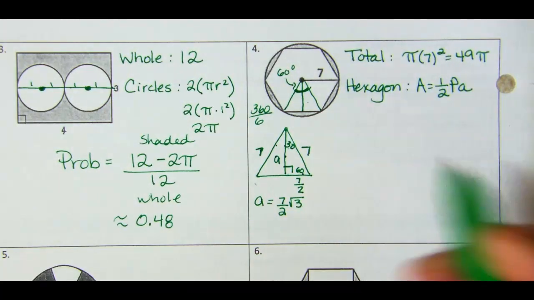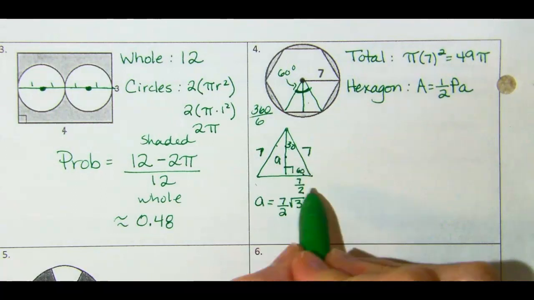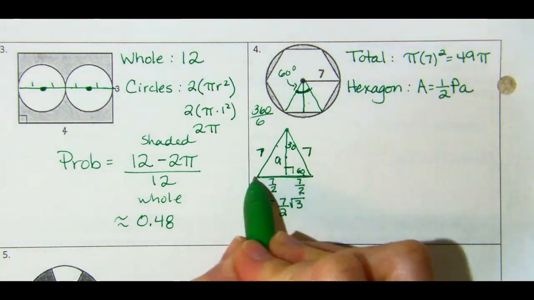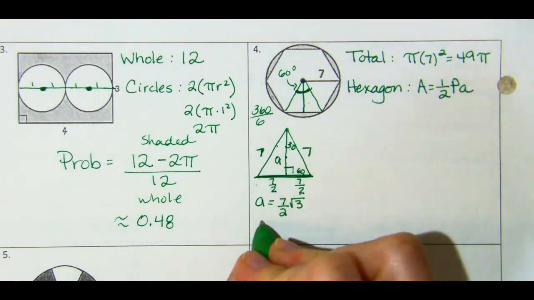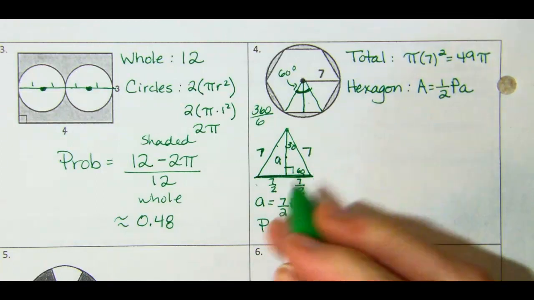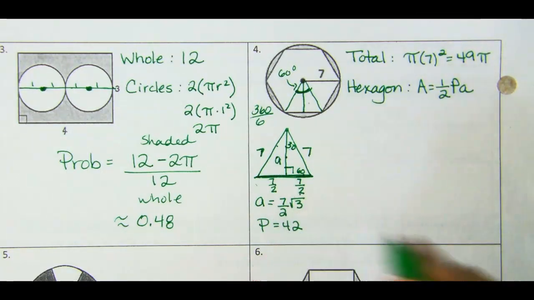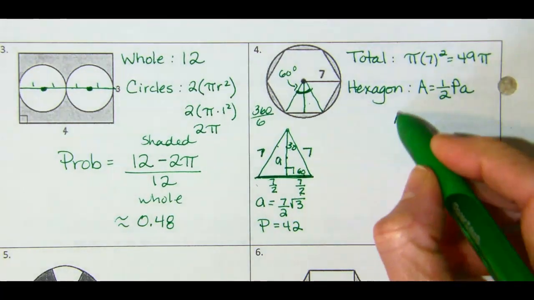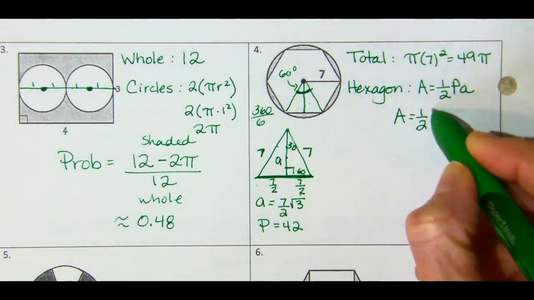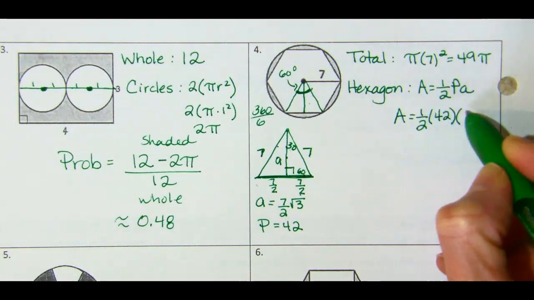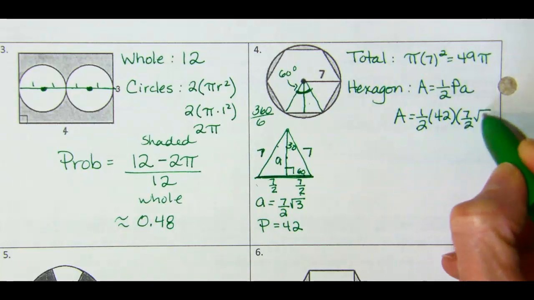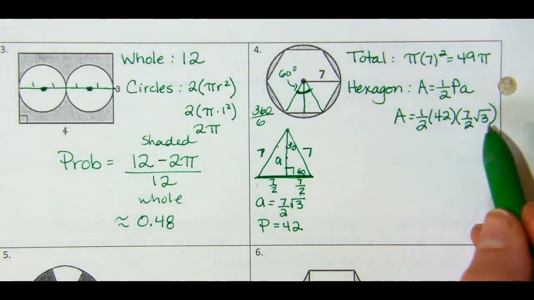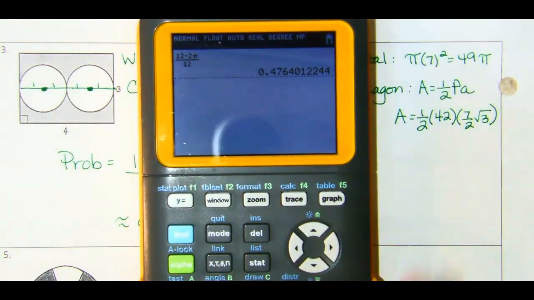Okay, so now, using that information, if this is 7 halves and this is 7 halves, then this right here is going to be 7. So the perimeter of the hexagon is going to be 42. Now these are the two pieces of information we need for this formula. So area equals 1/2 the perimeter, which is 42, times the apothem of 7/2 square root 3. Okay, now to keep this exact, it's best to do that. We're going to do exactly that.